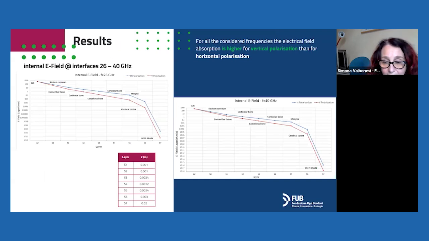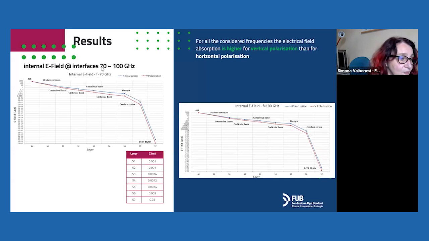Here we present some results. On the x-axis, we have the layers. On the y-axis, we have the electric field in logarithmic scale. Here the thickness of the layers is also presented. This is the graph for 26 gigahertz. Here we have the graph for 40 gigahertz, for 70 gigahertz, and for 100 gigahertz.